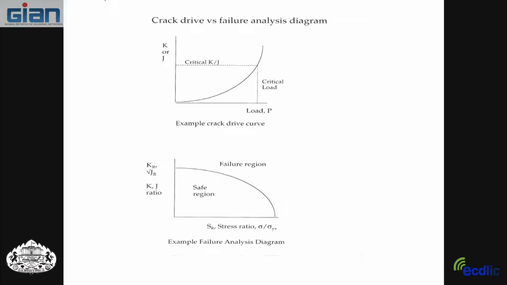Here you have K ratios and J ratios, and they are the ratio of an applied value to a fracture value. And then they can develop this, and inside is safe and outside is failure. So let me show you some of the possibilities for this.